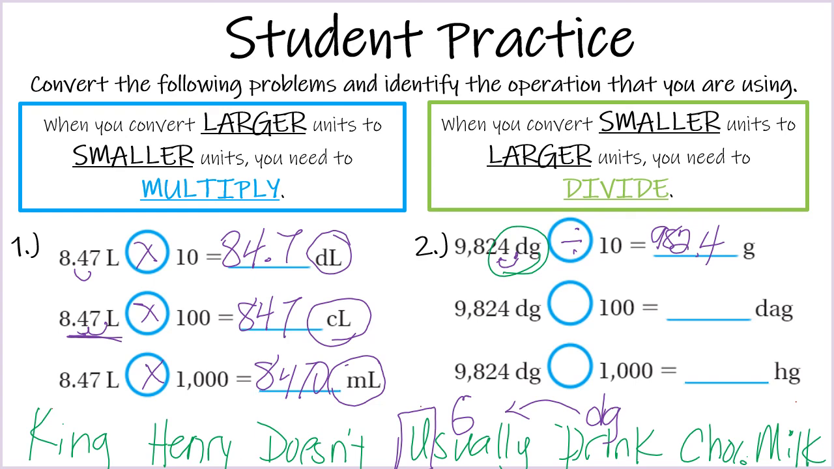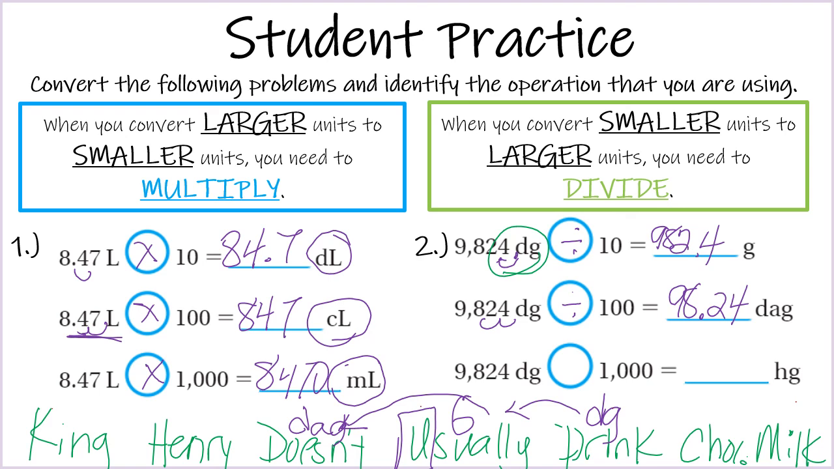On the next one, we're still starting at decigrams, but this time we're going to decagrams. That's all the way down here at the doesn't. Decagrams. So this time we're moving once to grams and then again to decagrams. So we're still going to the left. We're still dividing by 100. So every hop is 10. 10 times 10 is 100. So we have to move our decimal 2 spots. So if we move it 2 spots, it's going to land right there between the 8 and the 2. So 98.24 decagrams.